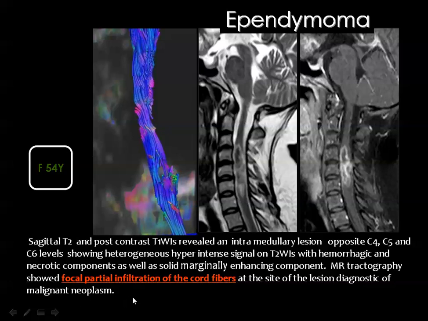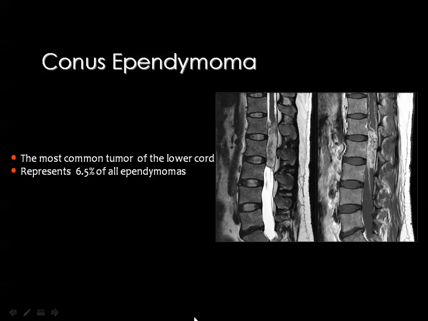Then the value of tractography is to predict whether the intramedullary lesion is a low-grade lesion without tract infiltration, or a high-grade lesion with tract infiltration, but it cannot separate between ependymoma and astrocytoma. The ependymoma affecting the conus is a lesion that can be easily predicted based on imaging.